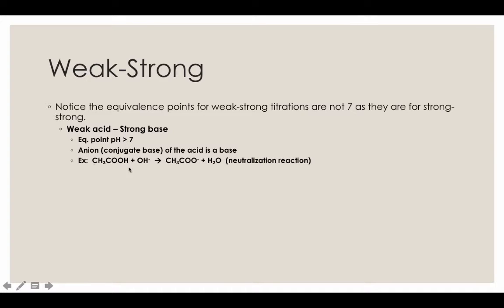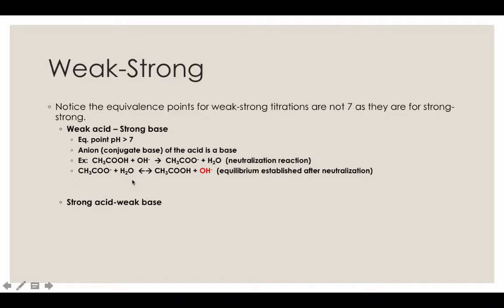Recall, however, that weak acids have relatively strong conjugate bases. Therefore, the resulting conjugate base, the acetate ion, is able to react with water molecules to establish the equilibrium shown here. This equilibrium includes the formation of a small amount of OH-. This is what causes the pH at the equivalence point of a weak acid titration to be slightly above 7, this extra OH- resulting from the equilibrium established.